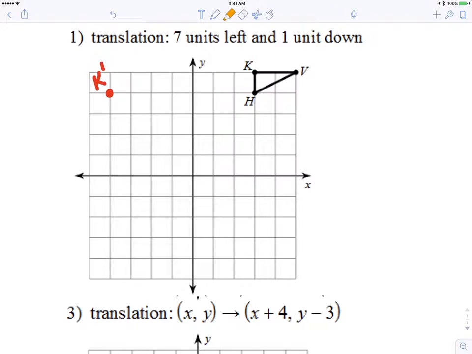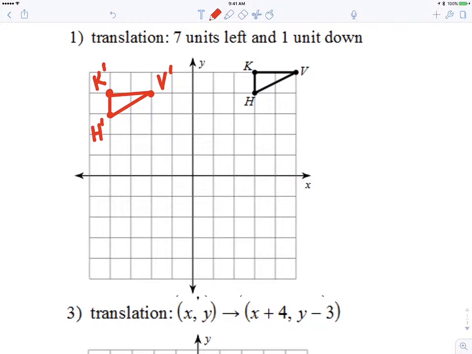Next, I'm going to move H. I'm going to go back 7, down 1. So H prime is going to be right here. And then I'm going to do the same thing with V. I'm going to go back 7 and down 1. So V prime will be right there at -2, 4. Your last step then is to connect the dots so that you've actually translated the whole object.